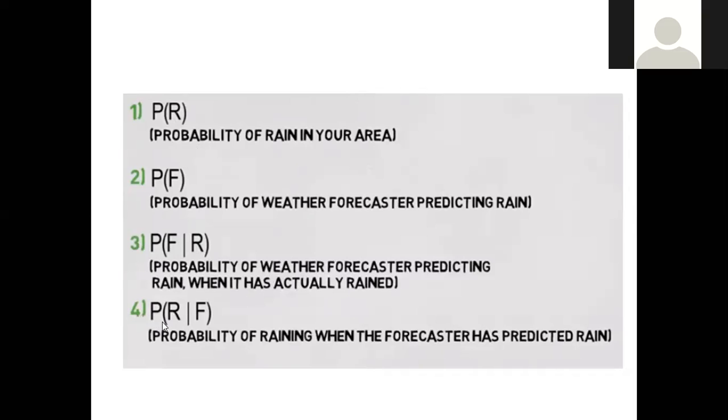And the last term, the probability of R given F, is the probability of raining when the forecaster has predicted rain. Okay, so these first two terms are easy to understand. Some of you are having some confusion with respect to these two.